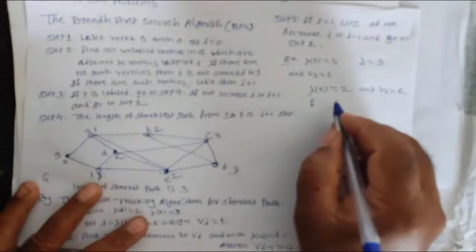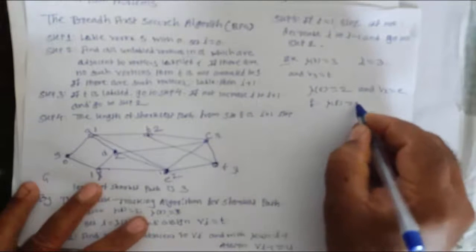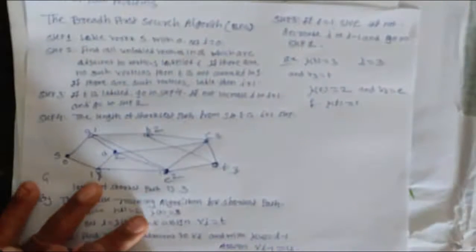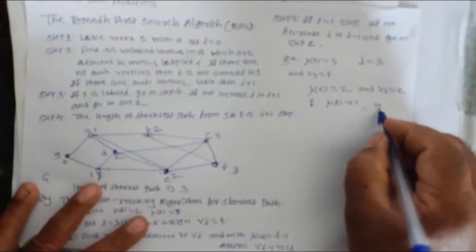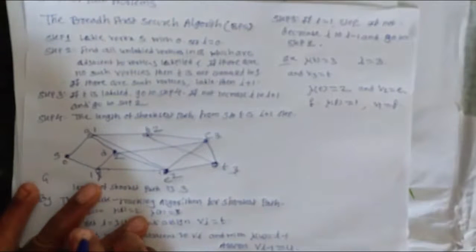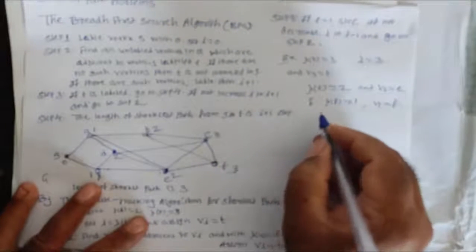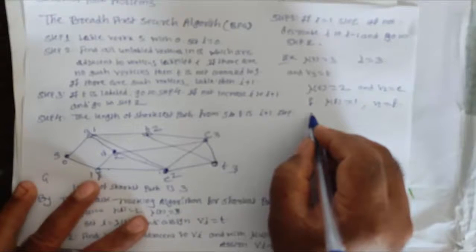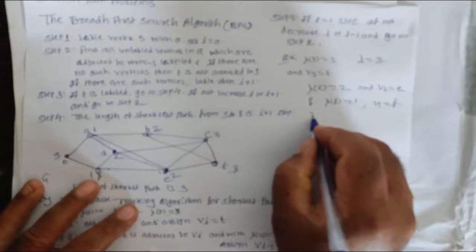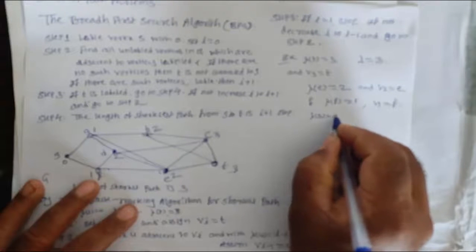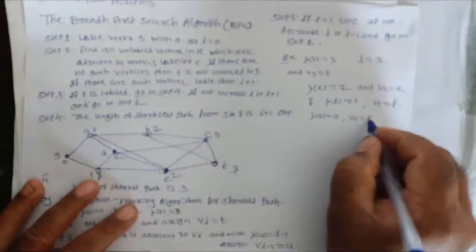Next we choose F adjacent to E. Here lambda of F is equal to 1, and V2 is E, then V1 is F. Finally, S is adjacent to F. Here we choose S. Here lambda of S is equal to 0 and V0 is equal to S.